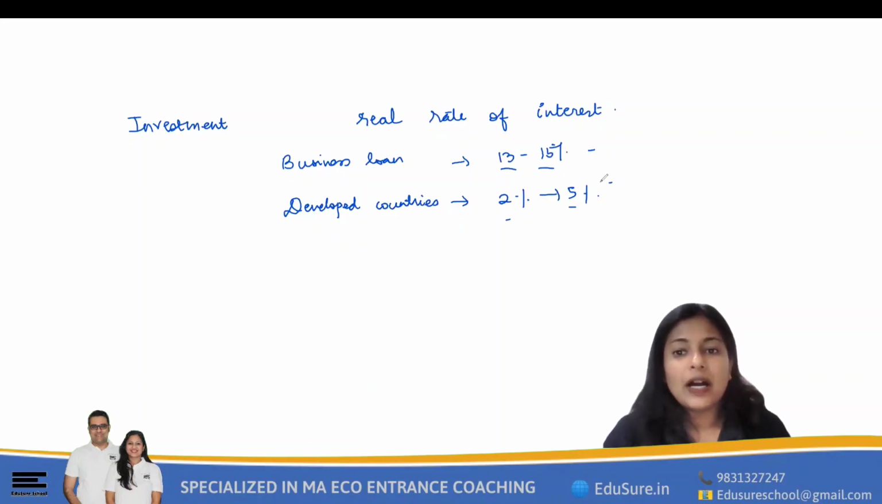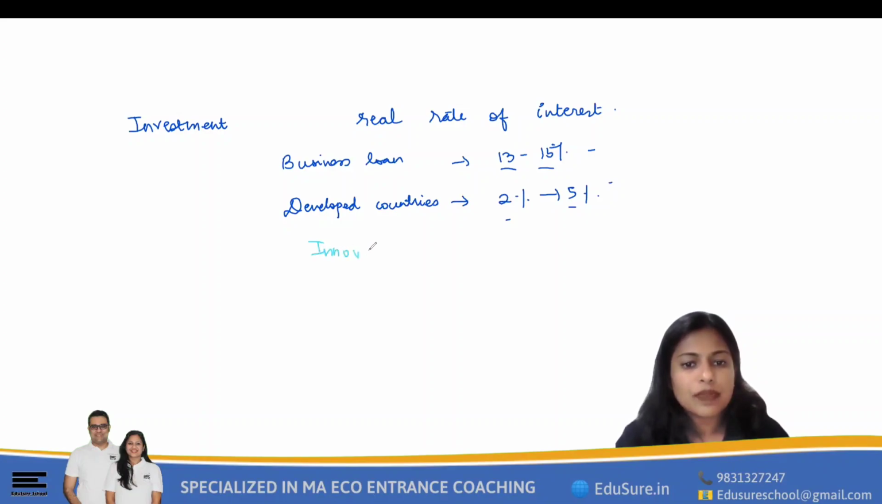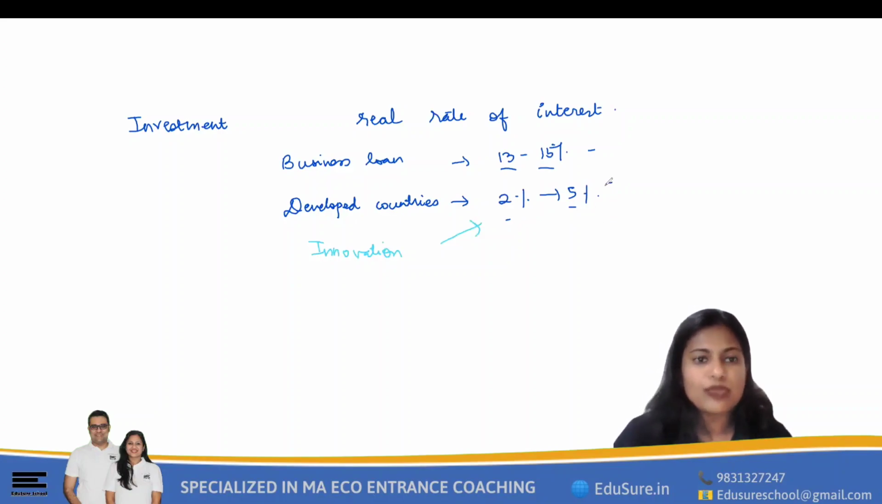So that's why you see that a lot of the innovation happens in developed countries, because people want to invest there. People will invest their money there because it's easy. The rate of interest is lower, so they will obviously go to the country where the rate of interest is lower. If you have a risky business and an innovation you want to try out, taking a loan at this amount is very difficult. So that shows us that investment is a direct function of the real rate of interest.